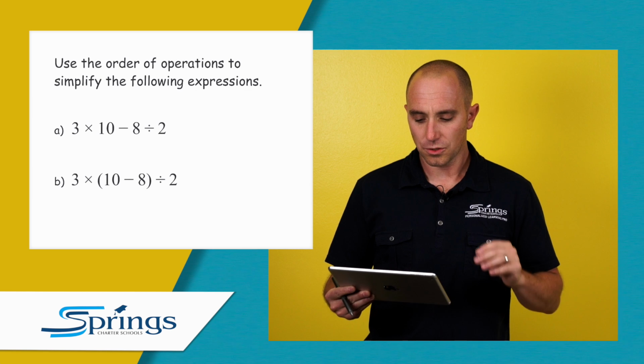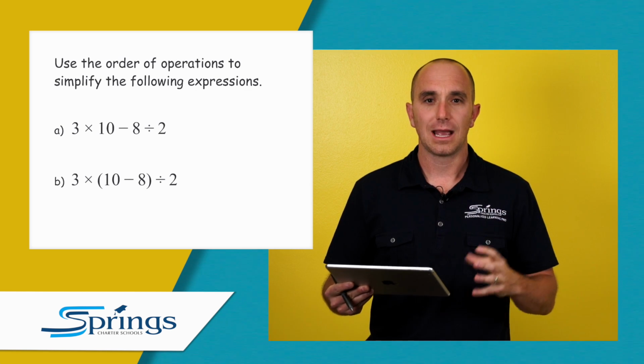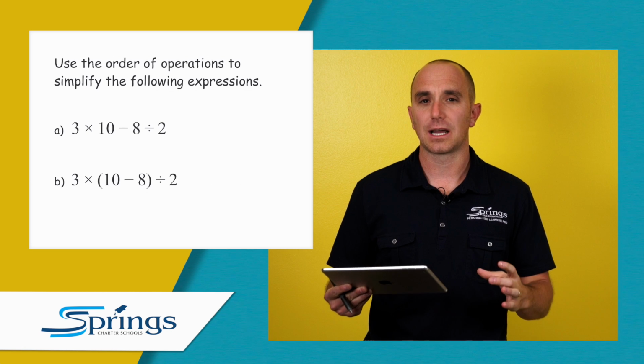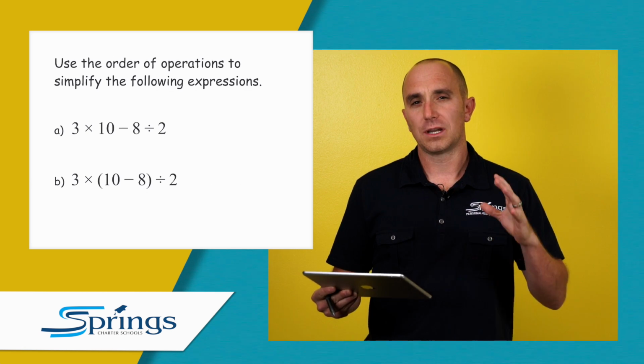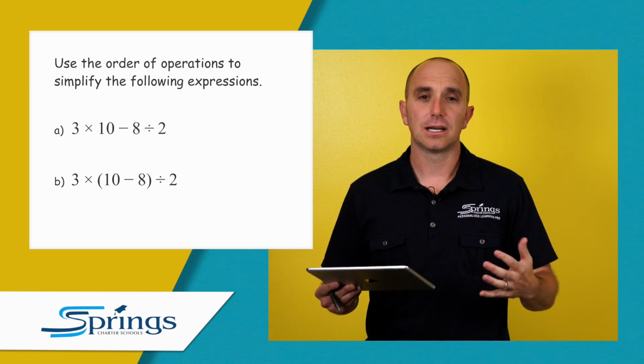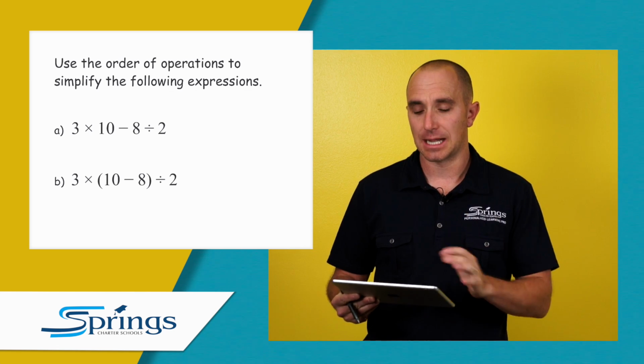Okay, so let's use order of operations to simplify the following expressions. Now you can see here I have A and B, and they're basically the same thing, except this time I put parentheses around one of them and not the other. I want to do that for a reason so that you really get an idea of the impact that order of operations has on an example.